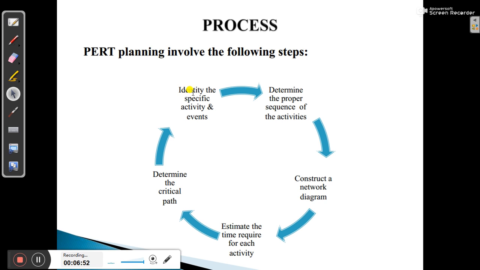So first identify the specific activities and the events that are going to be done in case of any system development. Then determine the proper sequence of the activities, means what activity will be done at what amount of time, or whether there is any parallel execution or not, like that. Construct a network diagram. Then you need to construct that network diagram. In the fourth step, estimate the time required for each activity. Try to estimate the time requirement for each activity. Determine the critical path. Try to determine the critical path. We'll talk about this term, critical path, in a later slide.